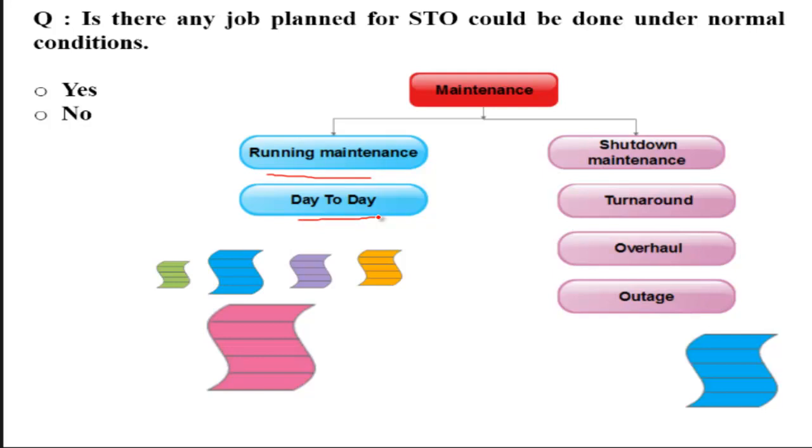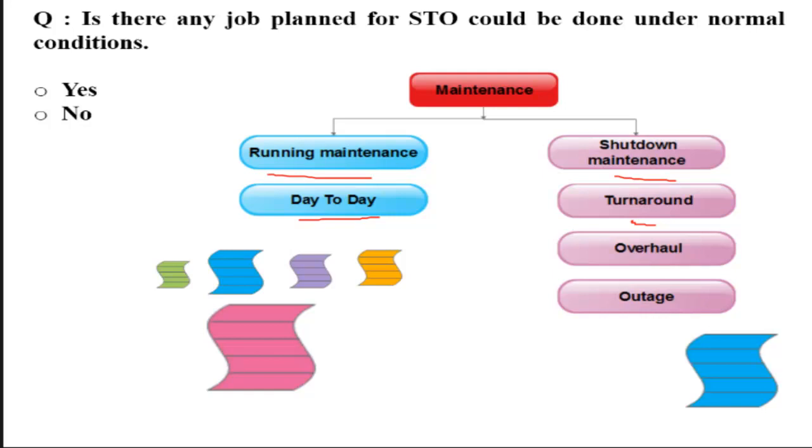As you know, during shutdown there is no production, and we allocate this interval or this time for special activities, special repairs, which could not be done during the production time. So this is a very important question to decide which is non-essential and which is essential.